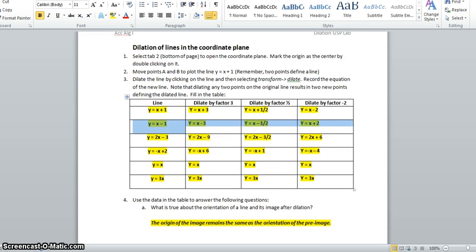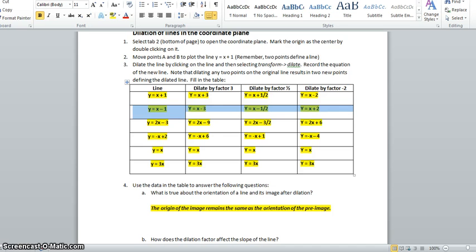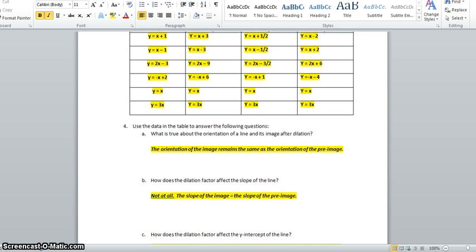Okay, looking below there, it says, what is true about the orientation of a line and its image after dilation? You should have said something along the lines of the orientation of the image remains the same as the orientation of the pre-image. It doesn't turn. It's kind of facing the same way. That's basically what orientation means. How's it turned? How does the dilation factor affect the slope of the line? Not at all. The slope of the image is the slope of the pre-image.